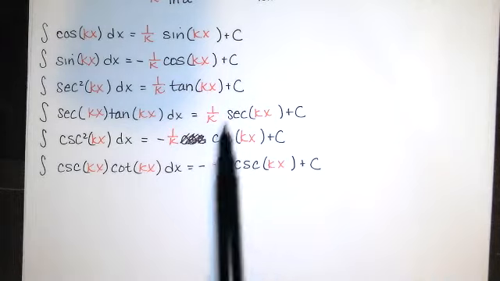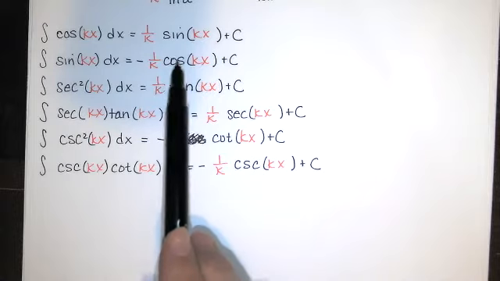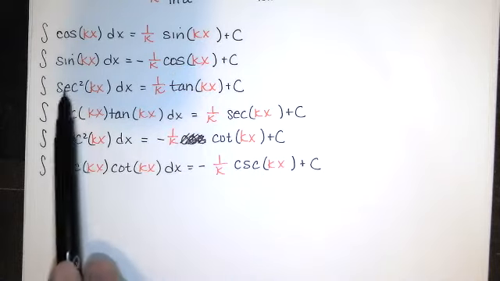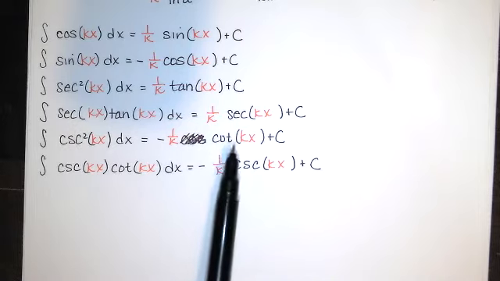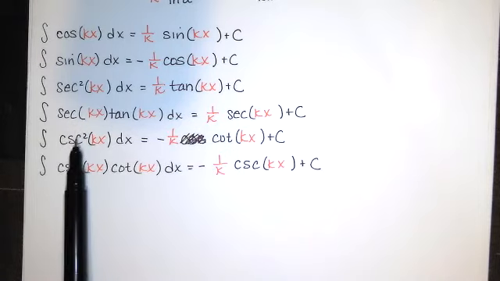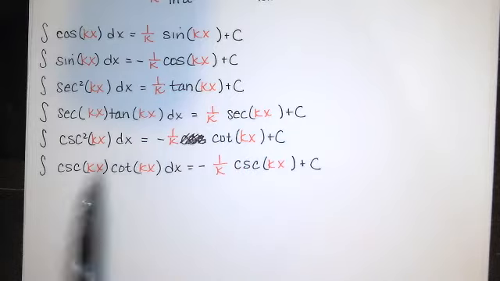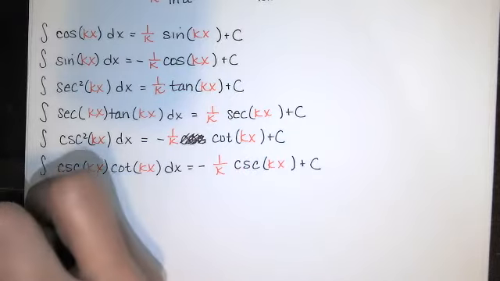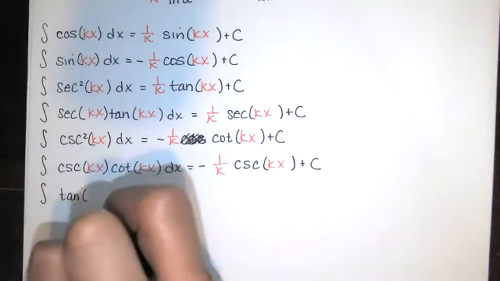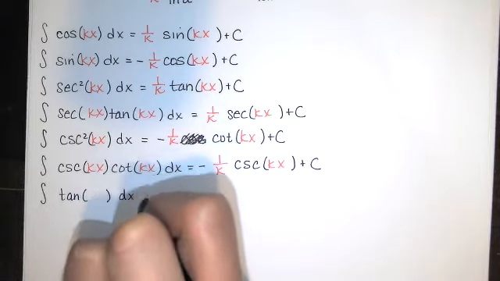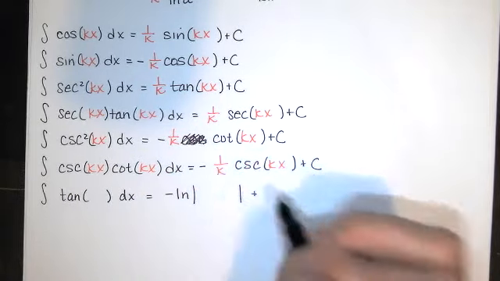Okay, so those were our first 6 rules. Derivative of sine was cosine, derivative of cosine was negative sine, derivative of tangent was secant squared, derivative of secant was secant times tangent, derivative of cotangent was negative cosecant squared, derivative of cosecant was negative cosecant cotangent. And then we introduced these new rules in the last video. The antiderivative of tangent turns out to be negative natural log of the absolute value of cosine.